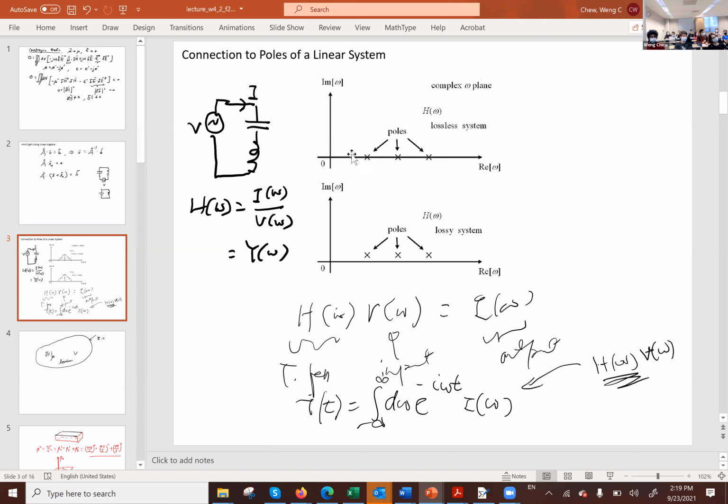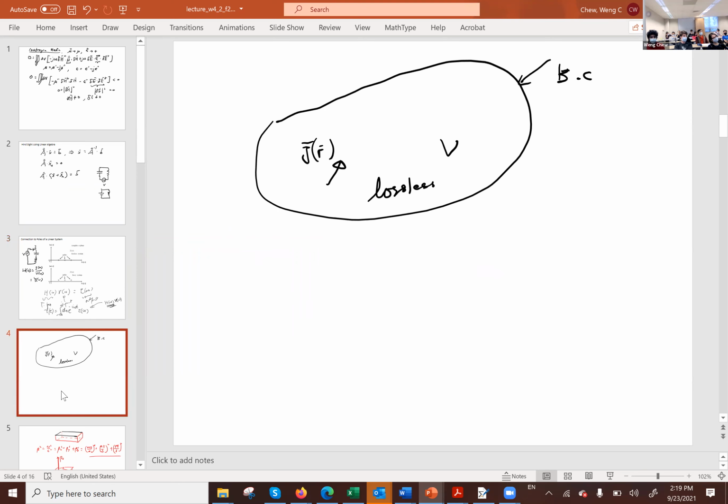You can either choose to integrate below the pole or integrate above the pole. Let the contour of integration be below the pole or above the pole. And of course, there's non-uniqueness again because you don't know what to do. But if you do the second case, with loss, you are always sure of what to do.